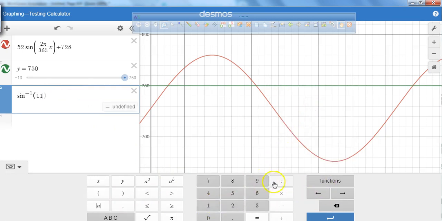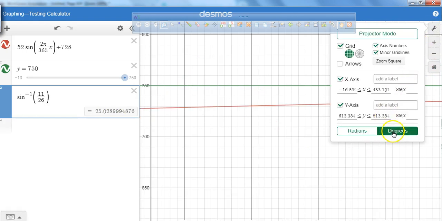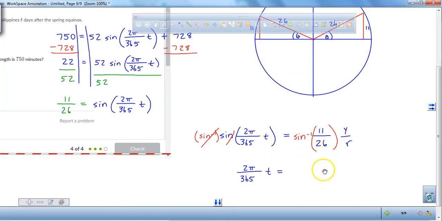I'll do 11 divided by 26. Now that's the answer in radians, 0.437. Let's put 0.437. But in degrees, we have 25.03. Let's think about that. Ready?